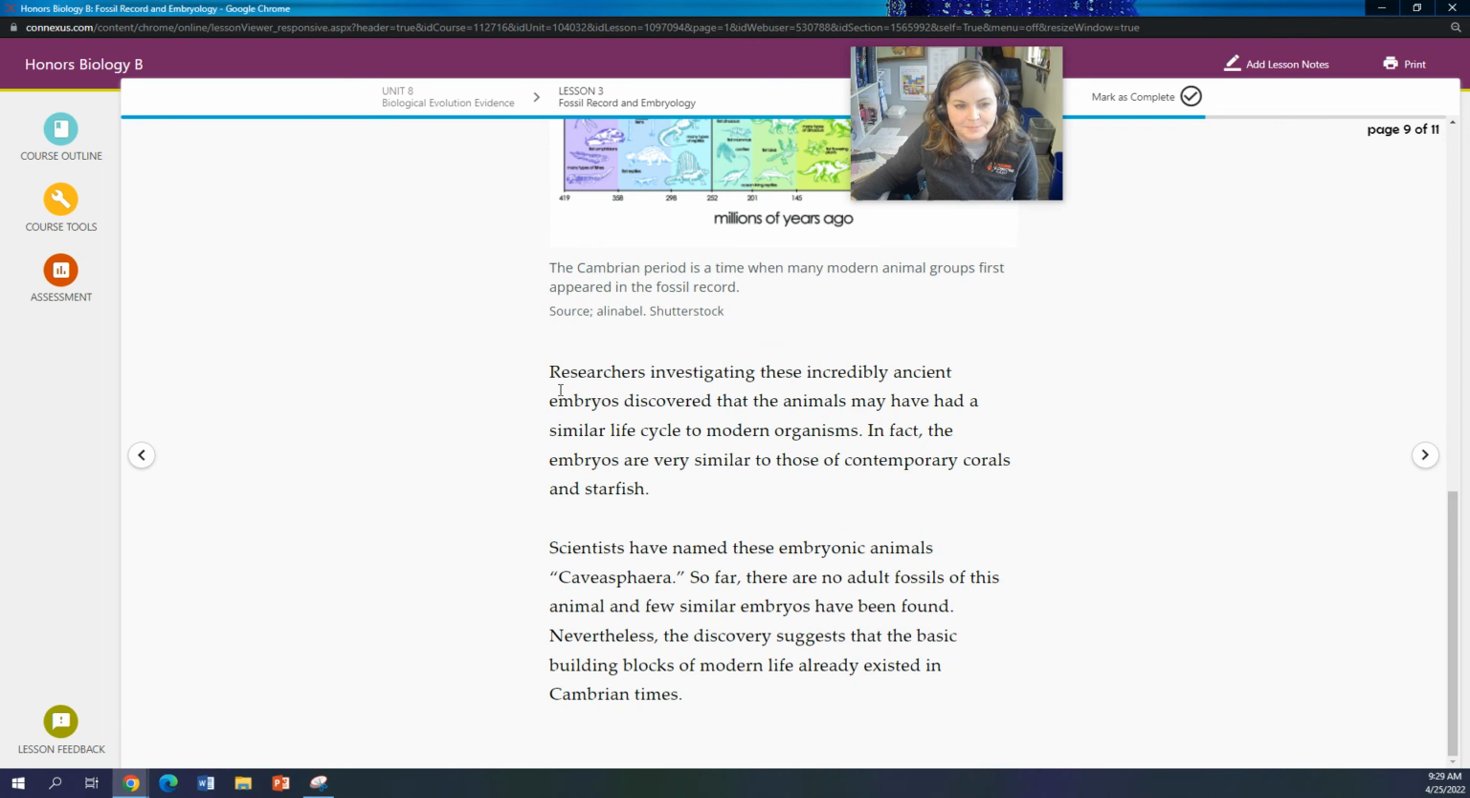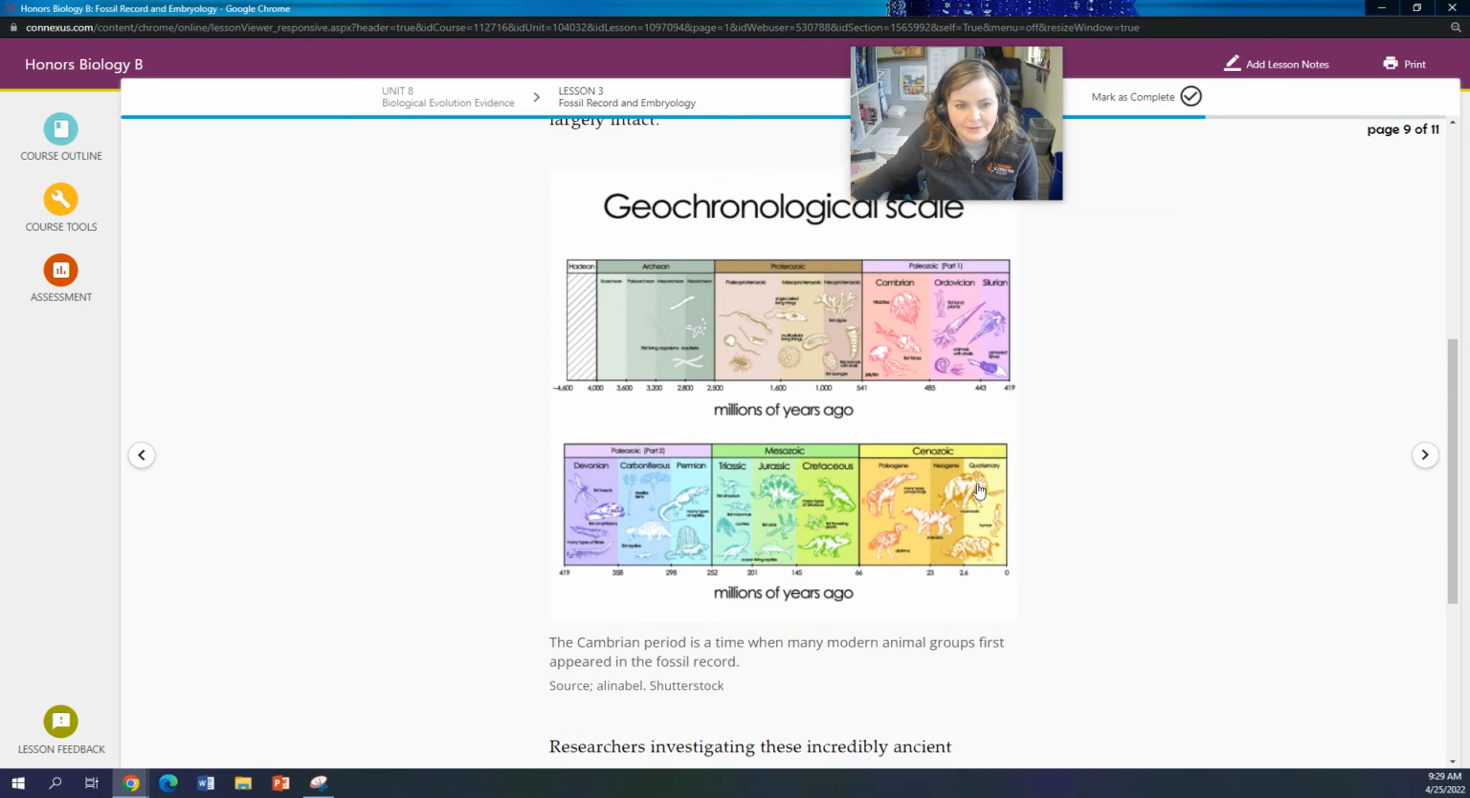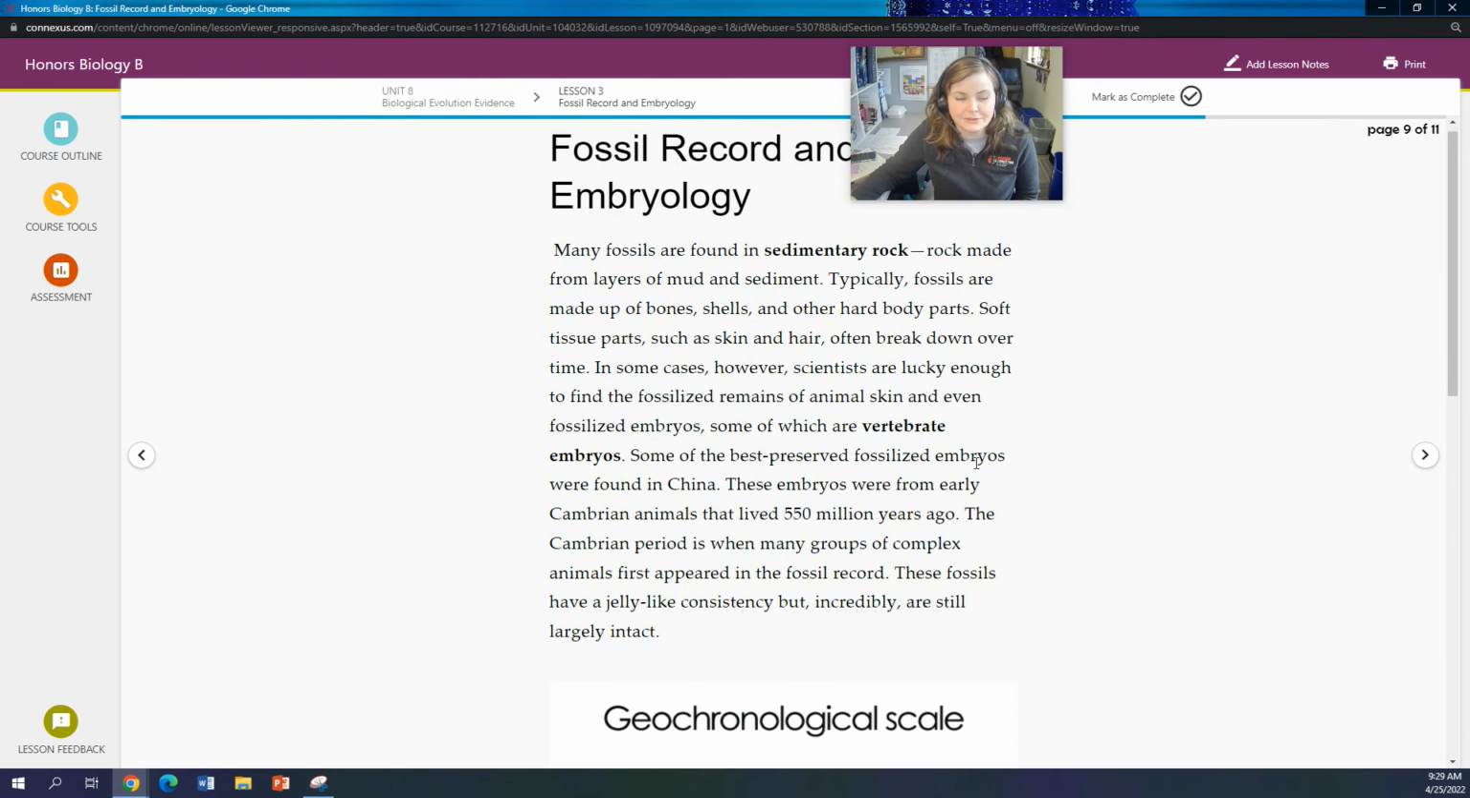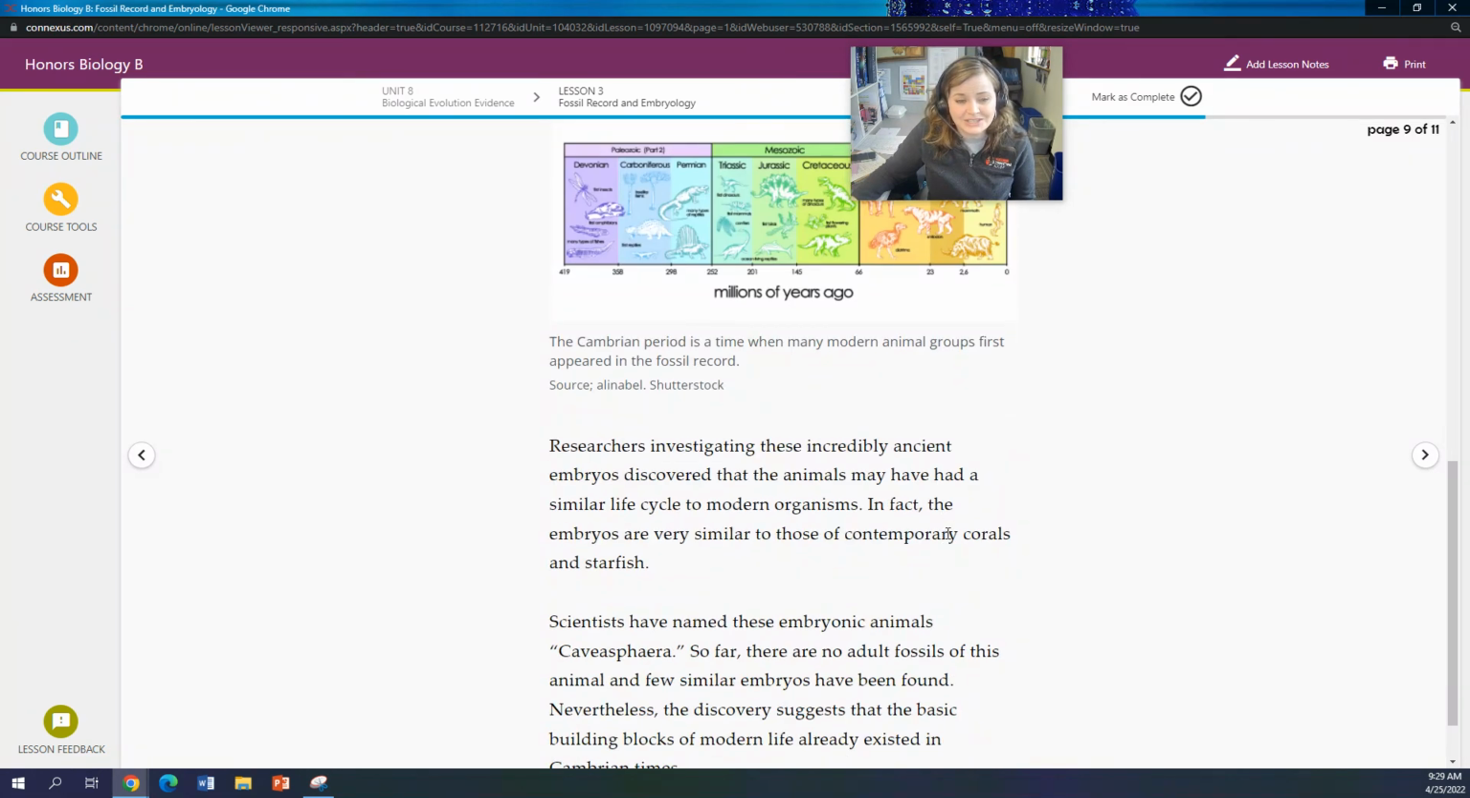So when we look here, researchers are investigating these incredibly ancient embryos. They've actually found embryos of some of these. So fossils can be bones, they can be imprints, but they actually have found some preserved embryos of certain organisms that lived over 550 million years ago. So that's pretty cool. So you can take this a step further and look at ancient embryos.